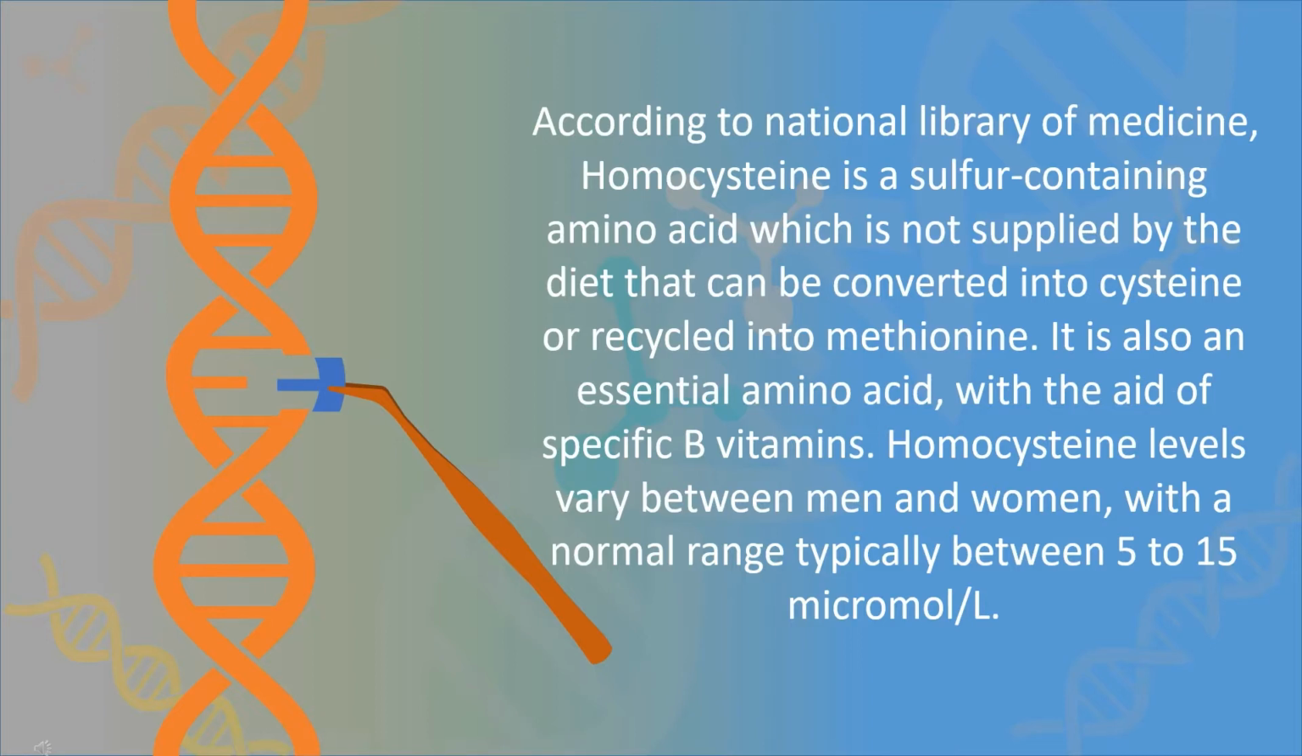According to the National Library of Medicine, homocysteine is a sulfur-containing amino acid which is not supplied by the diet that can be converted into cysteine or recycled into methionine. It is also an essential amino acid with the aid of specific B vitamins. Homocysteine levels vary between men and women, with a normal range typically between 5 to 15 micromole per liter.